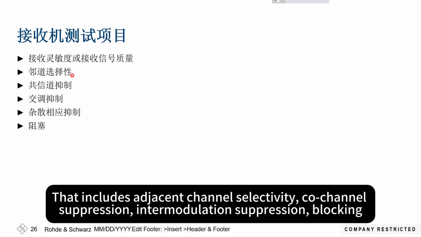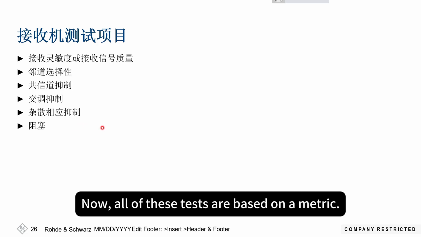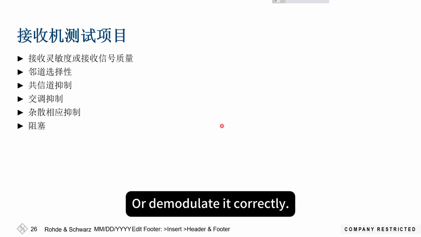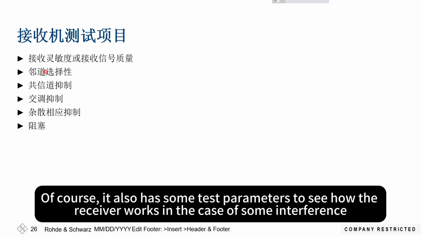That includes adjacent channel selectivity, co-channel suppression, intermodulation suppression, blocking. Now, all of these tests are based on a metric, and that's how small the signal is that you can still demodulate correctly. That's actually what the receiver cares about the most. Of course, there are also some test parameters to see how the receiver works in the case of some interference.